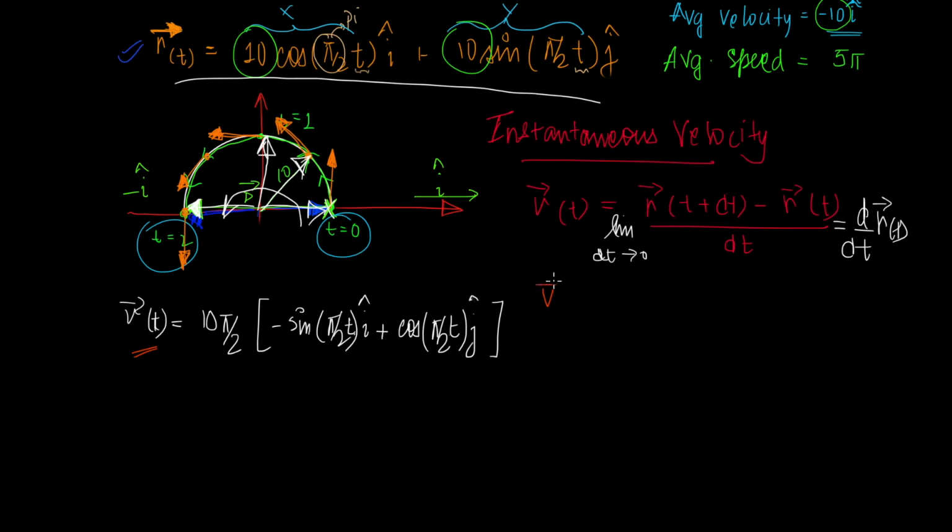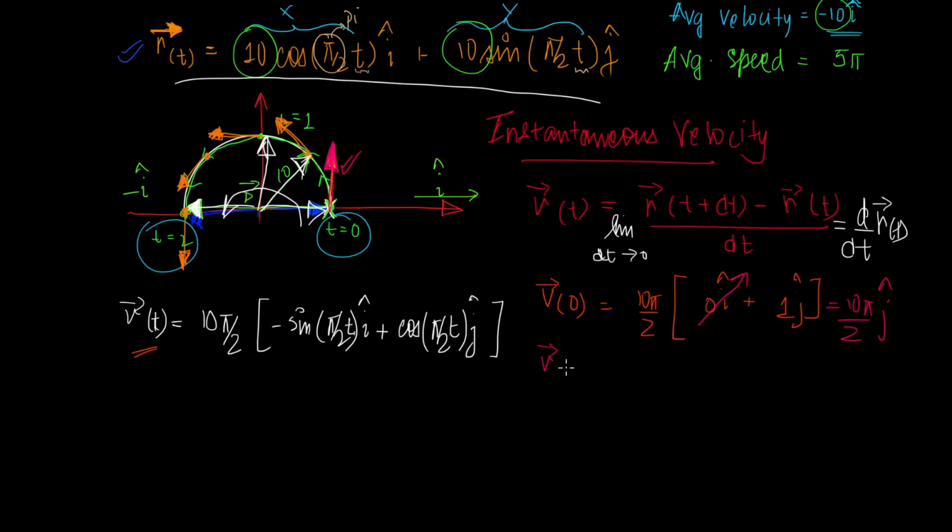At time t equal to 0, the velocity vector becomes 10 pi by 2 as a constant outside. Sine of 0 comes out to be 0, so that's 0 i cap. But cosine of 0 comes out to be 1, that's 1 j cap. So the velocity vector at time t equal to 0 points in the vertical direction because the i component is 0. That is 10 pi by 2 j cap. So it is indeed pointing in the positive y direction, and that is the case here. So this matches with what we anticipated.